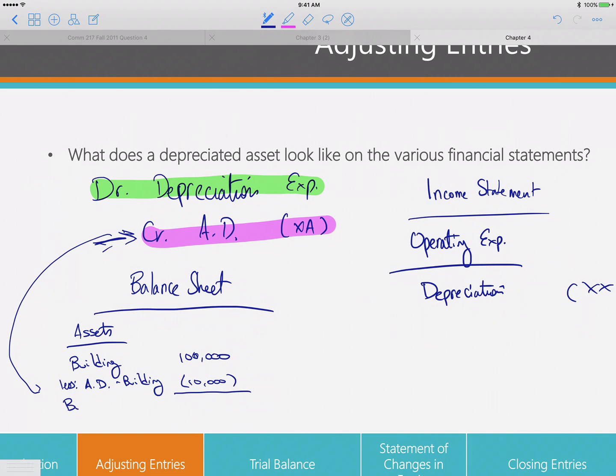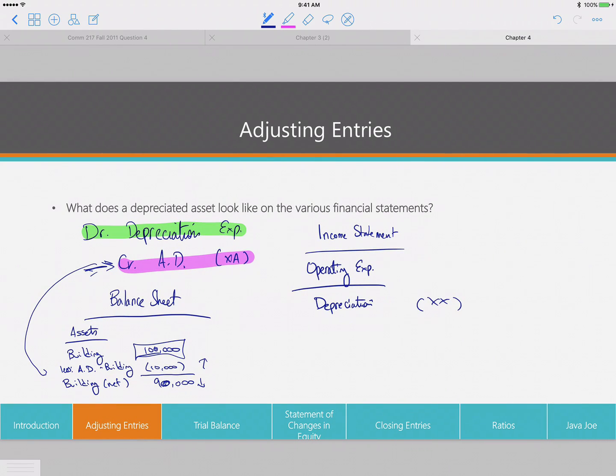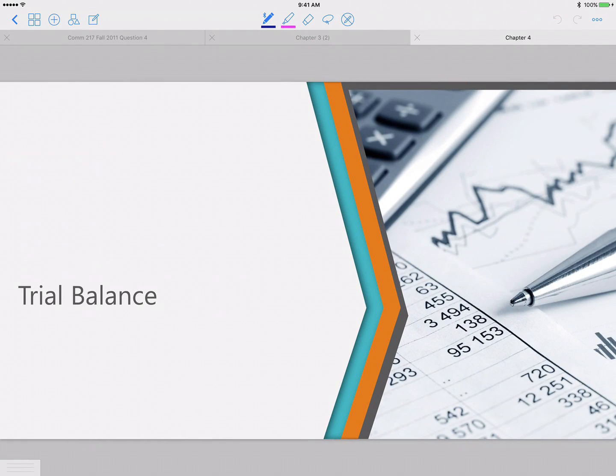That would give us the net amount of the building. The carrying amount, or the net book value, would be $90,000. And so over the life of the asset, the accumulated depreciation would increase and the book value would decrease, but we don't change the cost. We keep that at the amount that we paid for it. And of course, you don't need to be a pro at depreciation or anything like that. This is a post-midterm topic, but it's just important to understand how this works.